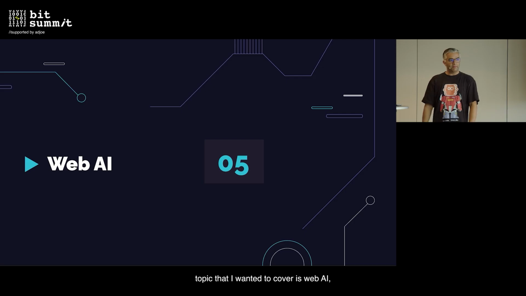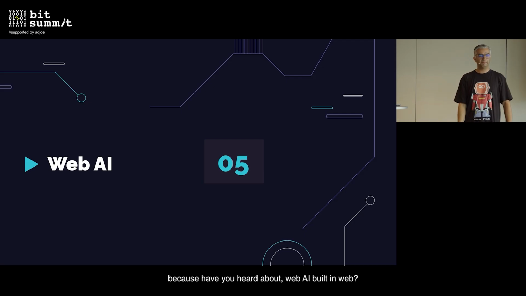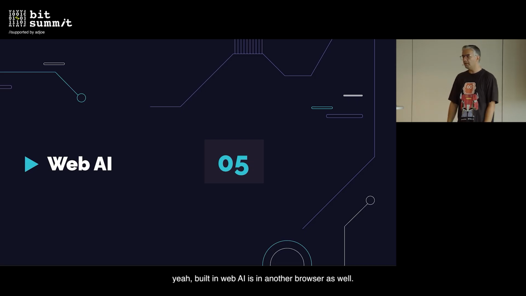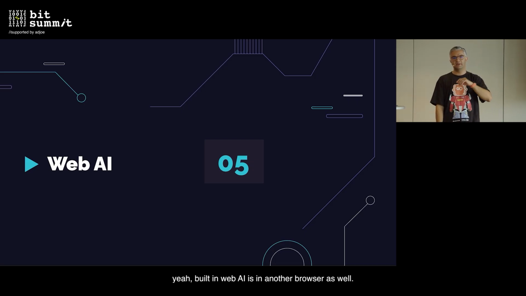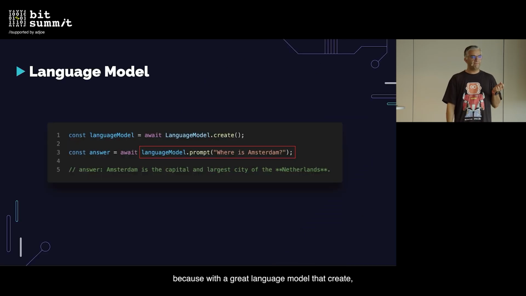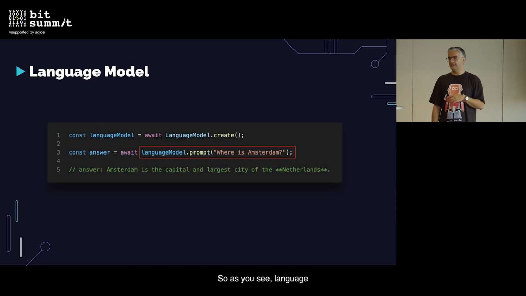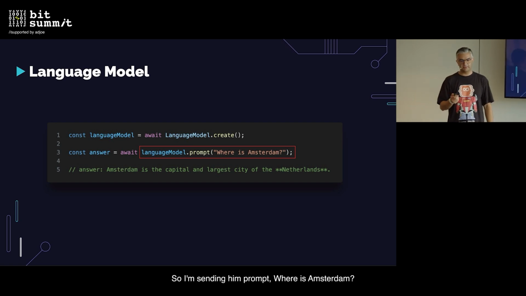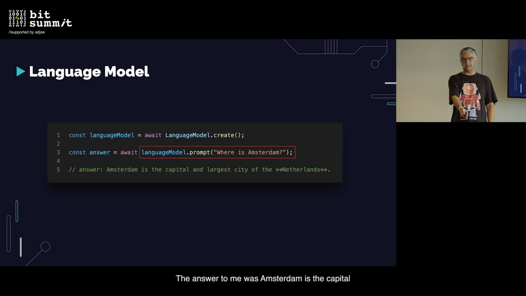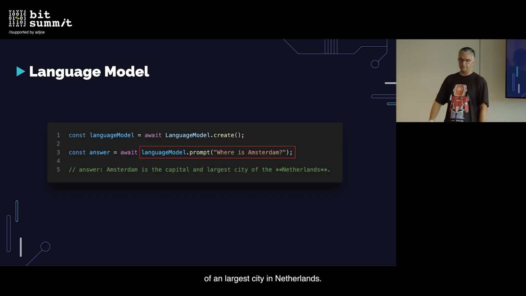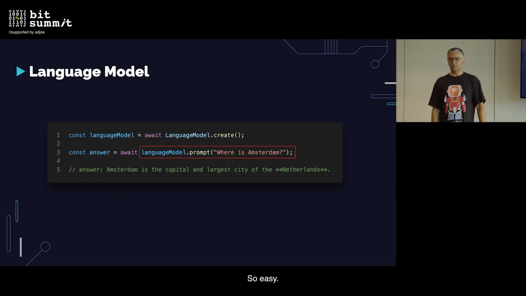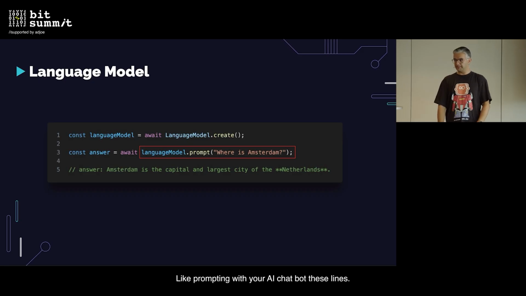And the other topic that I wanted to cover is Web AI, because have you heard about built-in Web AI? Yeah, built-in Web AI is in our browser as well. Let me give you a glimpse, because with await LanguageModel.create, you can have your local LLM in your browser, a native API. So as you see, the language model has been loaded on line 1 and on line 3 I'm sending a prompt, where is Amsterdam? The answer to me was Amsterdam is the capital of and largest city in the Netherlands. So easy, like prompting with your AI chatbot these days.